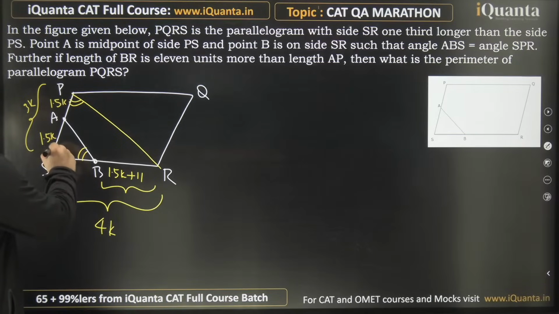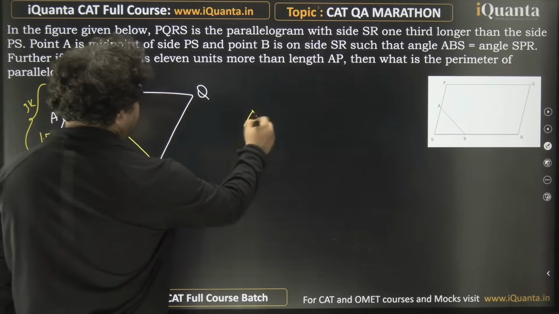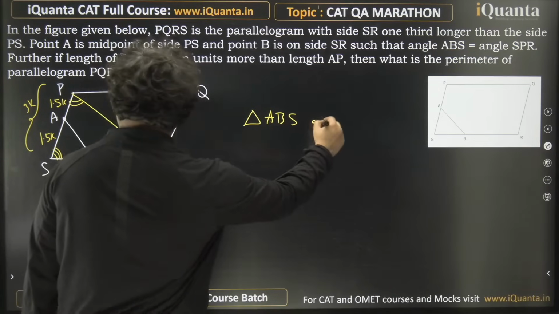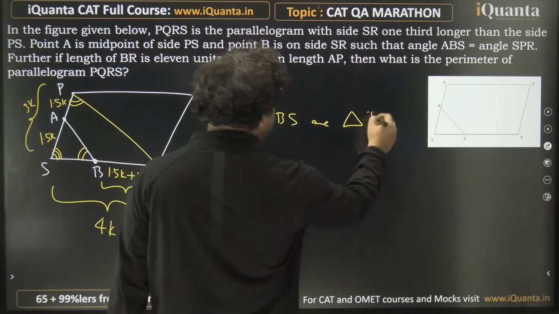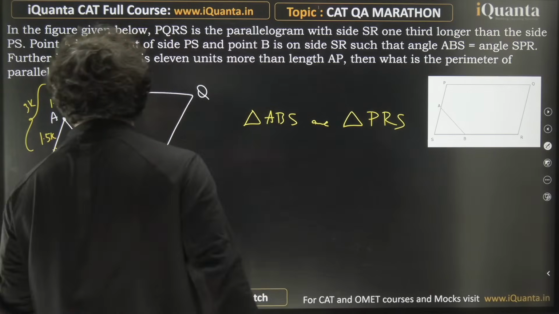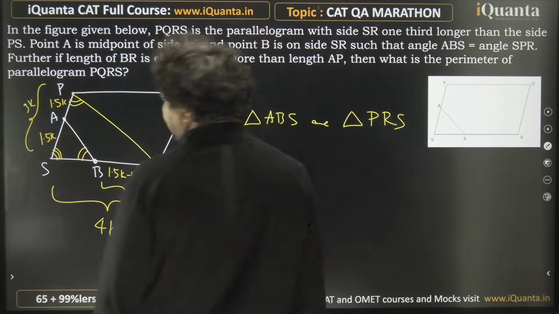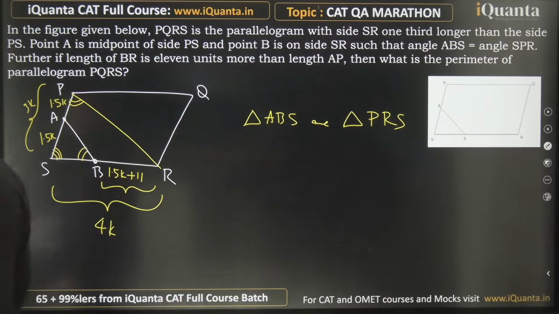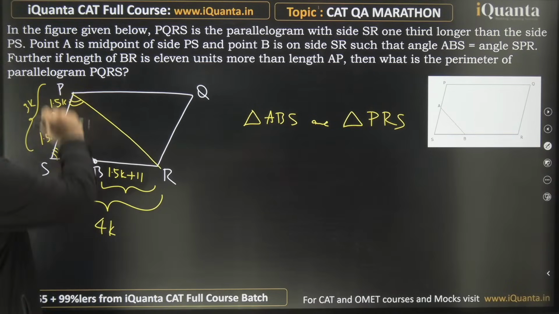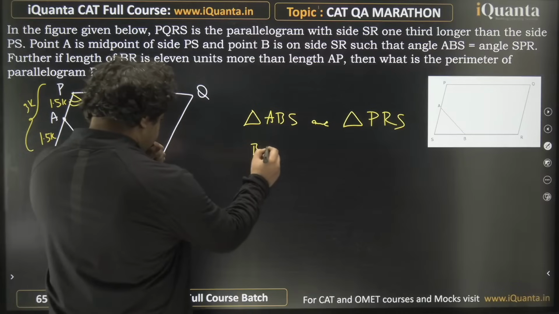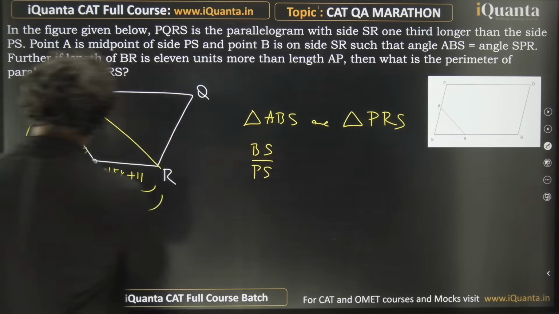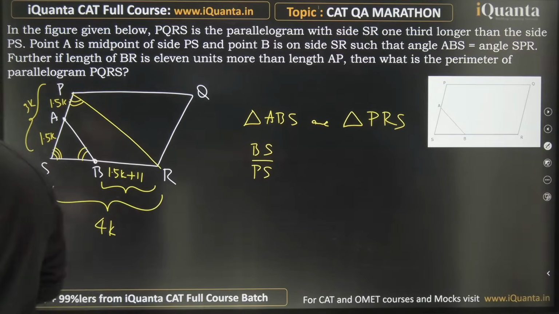And angle S is common to both the triangles, triangle ABS and triangle PRS. Okay, angle A is common. Basically, they're similar triangles. Can we say that? The triangles are similar. So BS and PS का जो रेशियो होगा, वही रेशियो और किसका होगा? AS and RS का.